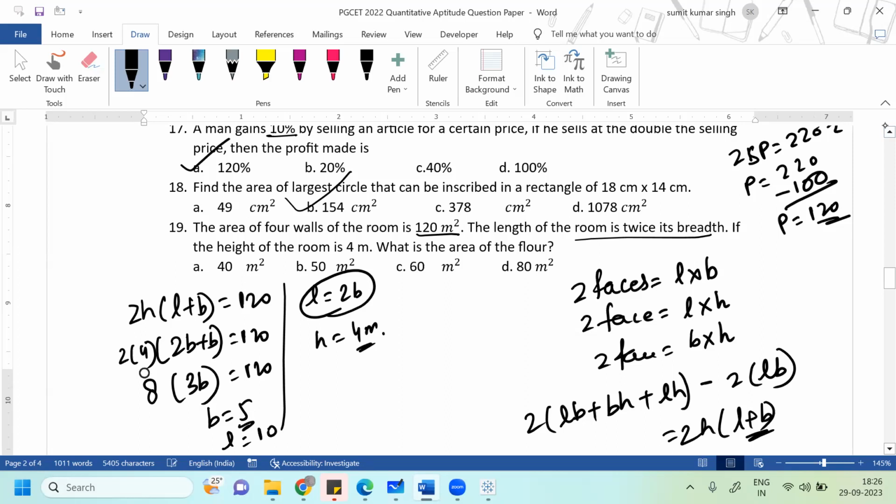Now what is the area of the floor? Area of the floor means length into breadth. That would be 5 into 10, that would be 50 meters square. Clear, no? For floor and ceiling, the area is length into breadth.